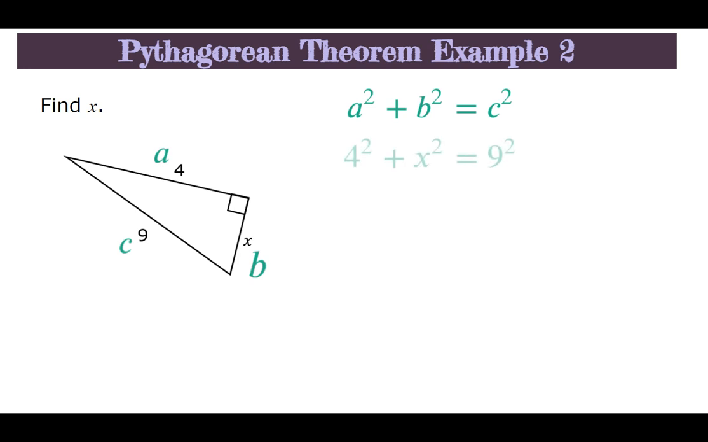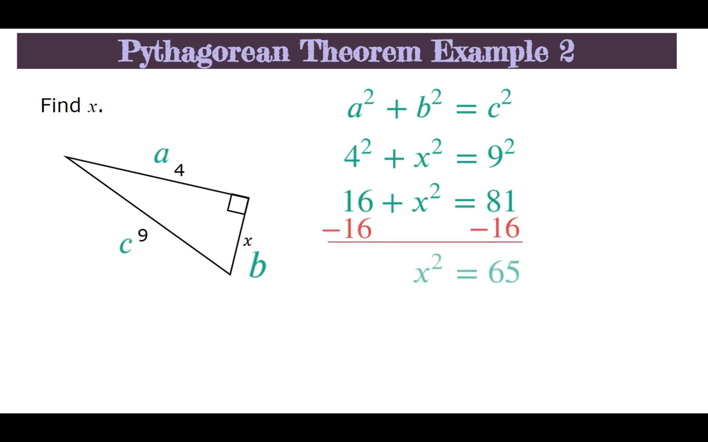So let's substitute those variables into our equation. So now I have 4 squared plus X squared is equal to 9 squared. Well, 4 squared is 16 and 9 squared is 81. So I can simplify and say 16 plus x squared is equal to 81. Now we want to get x by itself. So what we want to do is move that 16. So the inverse of 16 is to subtract 16 from both sides. So now we can say that x squared is equal to 65.